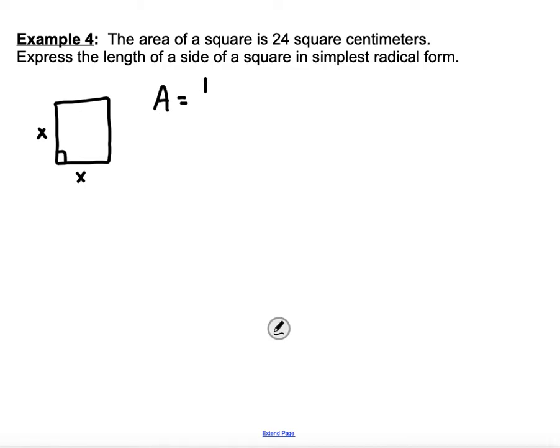So I'm going to say base times height there. So we have an area there of 24 square centimeters. And both the base and the height, or the length and the width, are exactly the same thing in this square here, and I called those x. So I have to go ahead and multiply x times x.